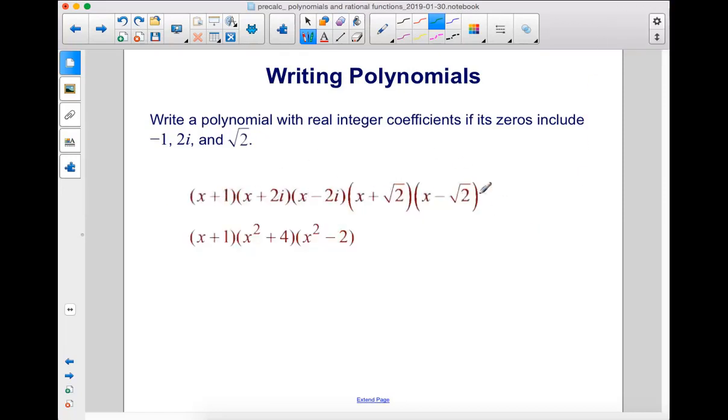So here we can see how we have written out the zero for -1, -2i, +2i, minus the square root of 2, and +square root of 2. And so then we can condense it to this form here.